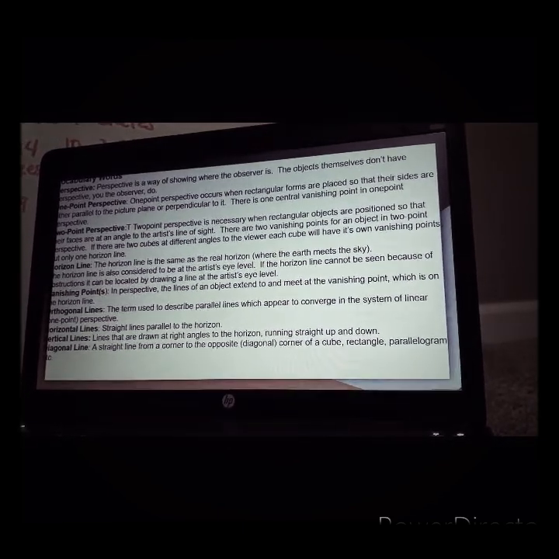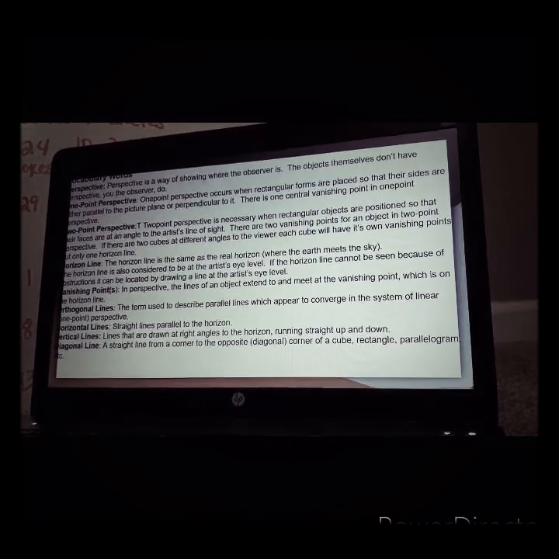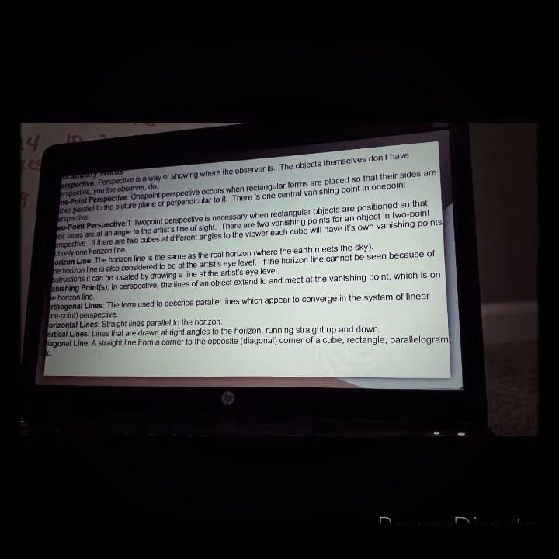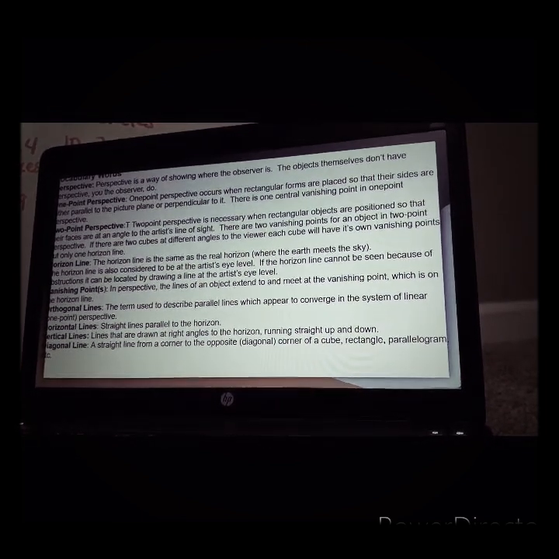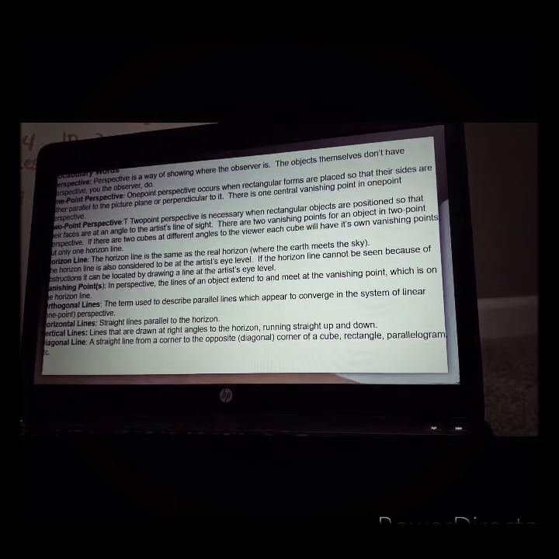Vocabulary words for this unit: perspective. It's a way of showing where the observer is. The objects themselves don't have perspective. You, the observer, do. One-point perspective occurs when rectangular forms are placed so that their sides are either parallel to the picture plane or perpendicular to it. There is one central vanishing point in one-point perspective.